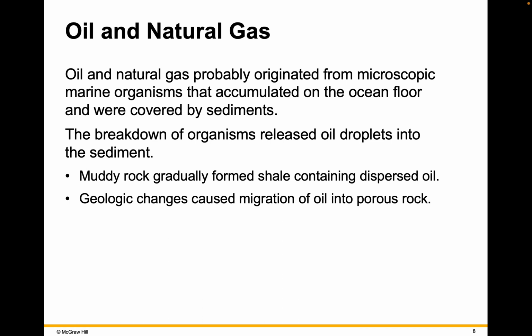All right, oil and natural gas. Oil and natural gas probably originated from microscopic marine organisms that accumulated on the ocean floor and were covered by sediments. The breakdown of organisms released oil droplets into the sediment, and muddy rock gradually formed shale containing that dispersed oil. Geologic changes caused migration of the oil into porous rock.